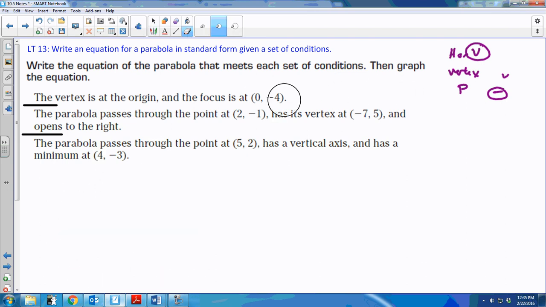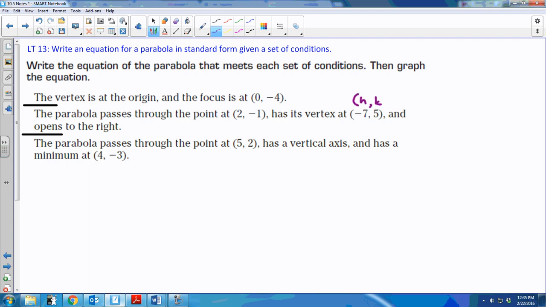For the second one, it says the parabola passes through the point at 2, -1, has its vertex at -7, 5, and opens to the right. If it opens to the right, does that mean it's horizontal or vertical? Horizontal. And is P going to be positive or negative? Positive. All right. So I know that it's horizontal. I know the vertex. I just don't know what P is.